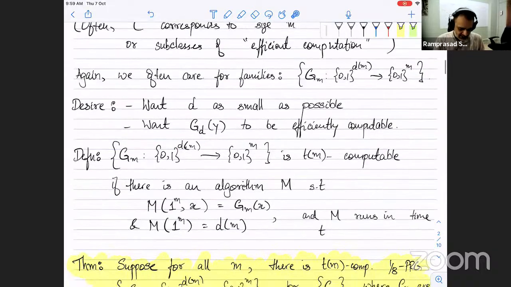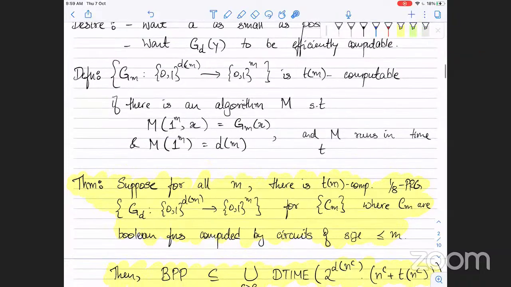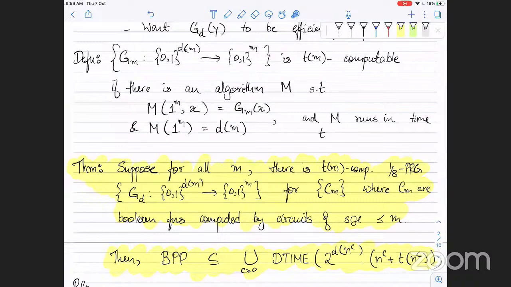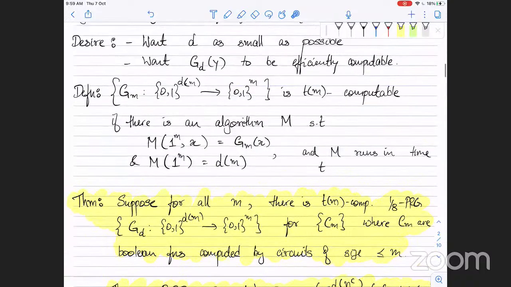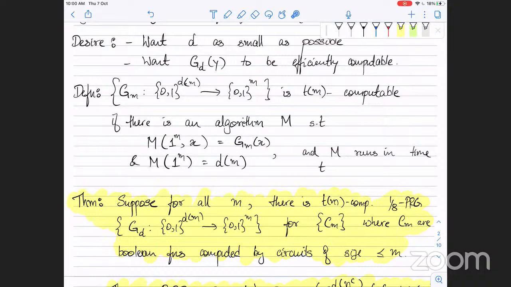Okay. Now let's just see one concrete example as to why we do this. Notice that when you're defining TM computable, this is slightly different from the usual notion. Usually when you say something is T of n computable, it's based on the input length of the object. And here you're not basing it on the input length, but rather on the output length. Ramprasad, if you could comment on that, why here we do this.